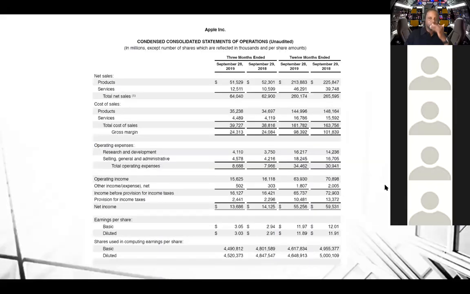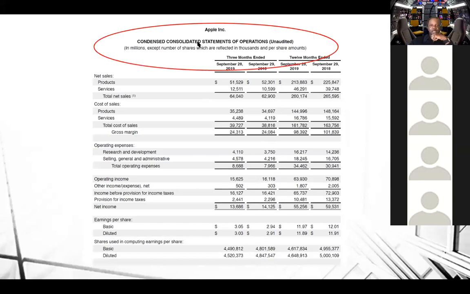Oh, cancel that. Stop. This is where I want to go. So I want to take a look at Apple's income statement. This is the income statement from their last fiscal year end, the 12 months ended September 28th, 2019.